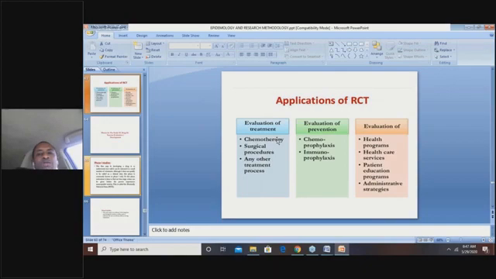So, applications of the randomized control trial. Where is it used? Number one, in evaluation of treatment, when there is chemotherapy, a surgical procedure, or any such treatment process. Again, it can also be used in prevention. When you're looking at chemoprophylaxis, that means giving something to prevent a disease. That's when it's chemical based.